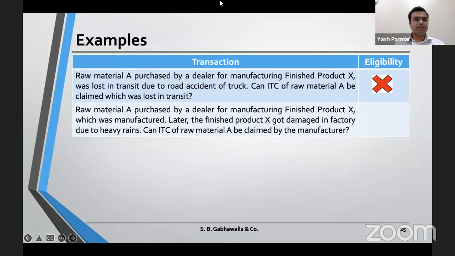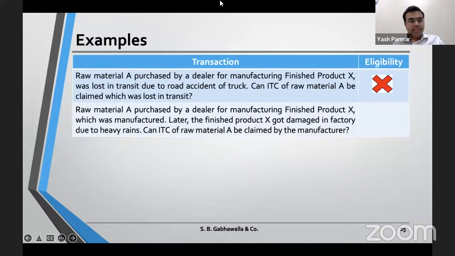Now, let us take one more example which is different from the first one. Raw material A purchased by dealer for manufacturing product X, which was manufactured. So raw material A, B, C was purchased and a finished product X was manufactured. Now later this finished product X got damaged in factory due to heavy rains. Can ITC of raw material A be claimed by the manufacturer? Please understand the difference over here. Right now in this example, your raw material A is already converted into some other product. It is processed and it has resulted into a new product which is product X. And now the product which is getting damaged is product X.